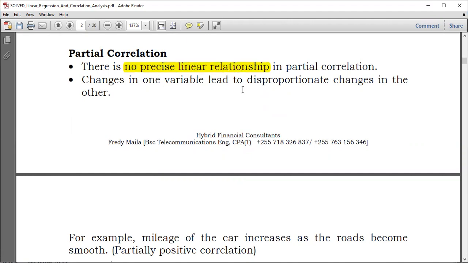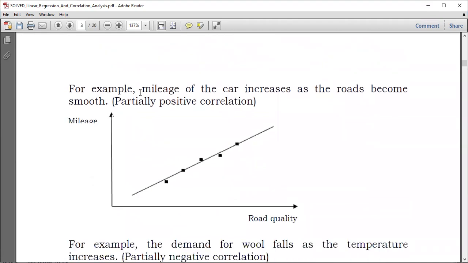And also, when one variable changes, it leads to a disproportionate change in the other variable. That means they do not change by the same extent. You can just see examples here. For example, let's say you're comparing the mileage of the car as the roads become smooth, right? Of course, when the road is smooth, your car can move for much longer, for a much higher distance. So mileage against road quality: if the quality increases, the mileage will also increase. But as you see now, not all the points lie on the line. For example, we only have this point one and this one. The other 3 points are out of the line, something like that, right?